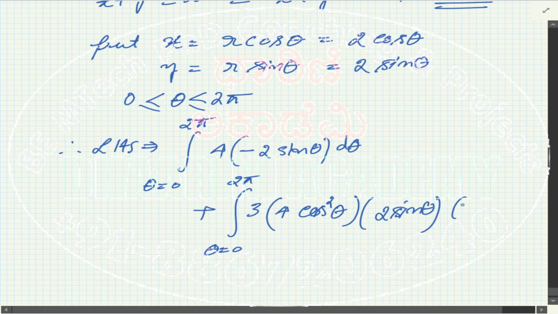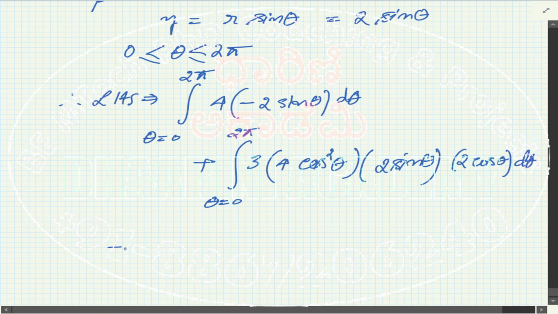dy should be written as, right, 2 into y, which is actually a sine function. Differentiation of sine is cos, right? Cos theta d theta. So we need to simplify this equation to get the answer. So this is 4 into 2, which is minus 8, and we can integrate. When we integrate sine theta, you get minus cos theta. So this is into minus cos theta from 0 to 2 pi.